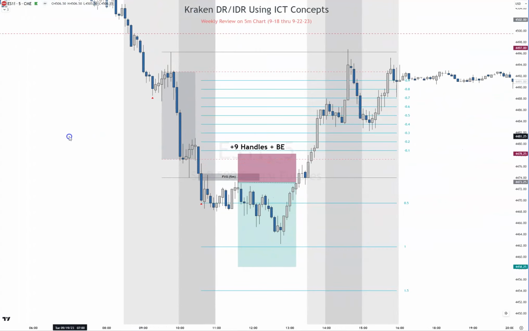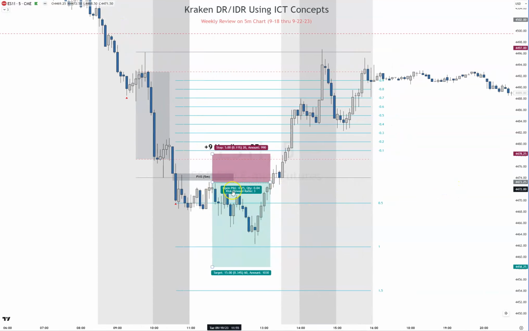All right, here is Tuesday. Again, we get a 5-minute fair value gap right here. We take our trade, move our stop to break even after 5. We come down here, we're at 9. We take our partials and we get break even. So again, another 9 handles for Tuesday. So now we're at 18 for the week.